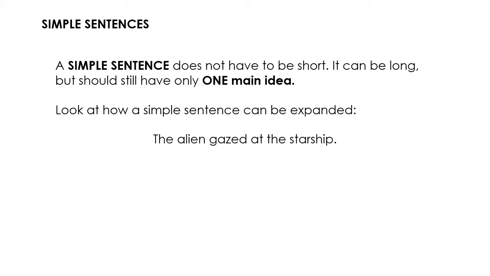So we'll start with a very short, simple sentence. The alien gazed at the starship. First of all, what's the subject? Well, the subject is the alien. So what's the predicate? Gazed at the starship. So the alien, subject, gazed at the starship, that's the predicate.